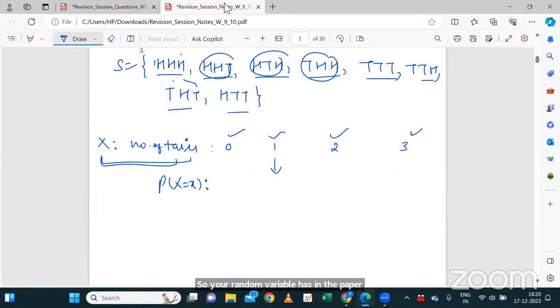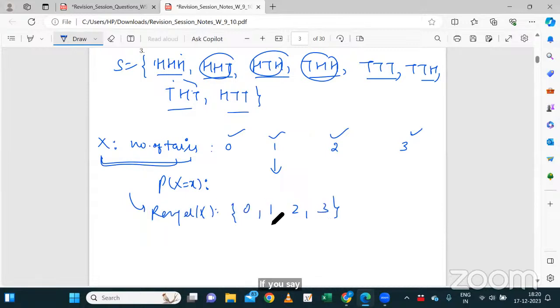For example, here if you see this, what is the range of x? Range of x is nothing but 0, 1, 2, 3. These are all the possible values which this random variable can take, right?